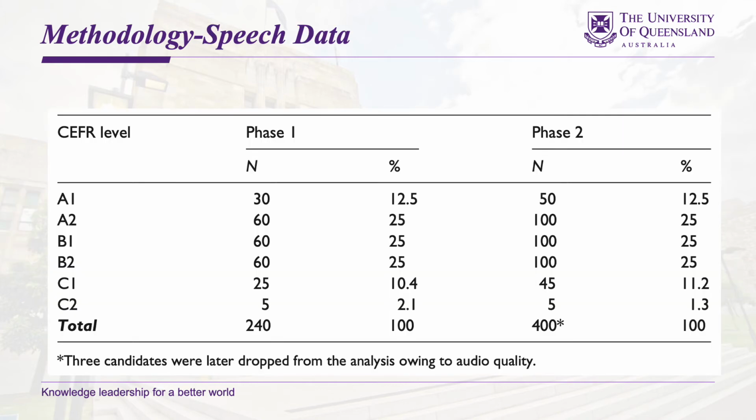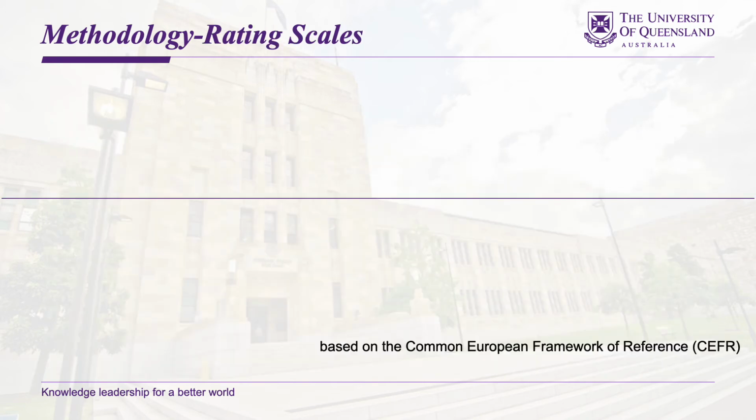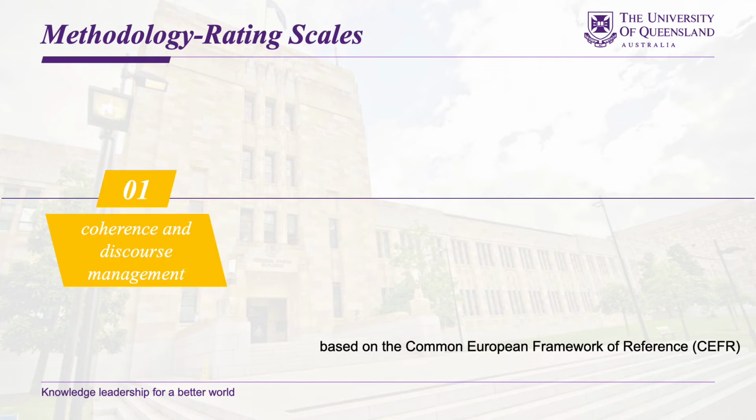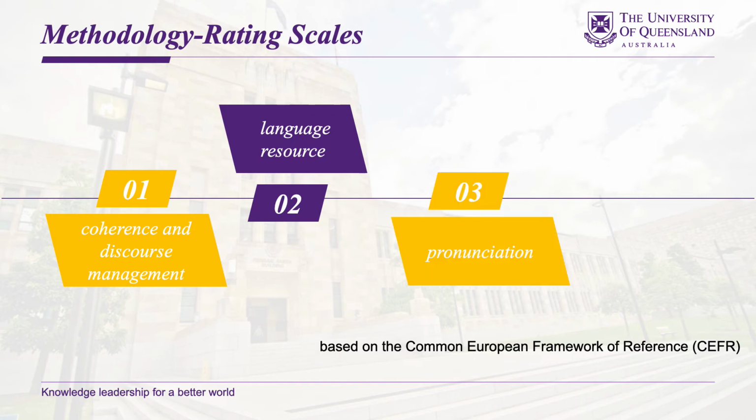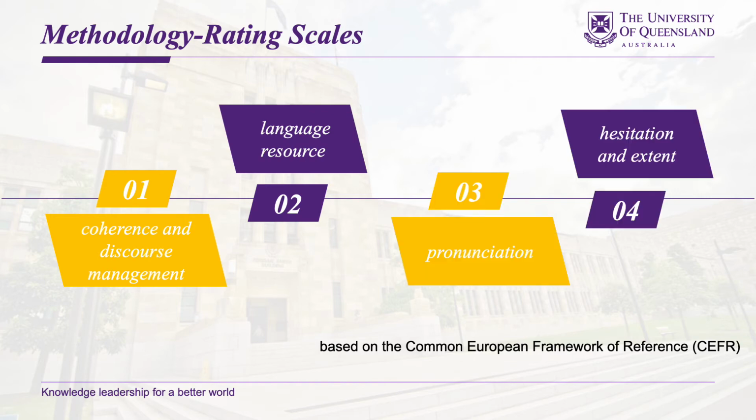The table shows the breakdown of CEFR levels by dataset according to operational holistic ratings. The distribution of the sample data set was designed to closely approximate that of the test population at the time of research. The assessment scale is a 6-level holistic scale covering 4 criteria: coherence and discourse management, language resources, pronunciation, hesitation and extent.